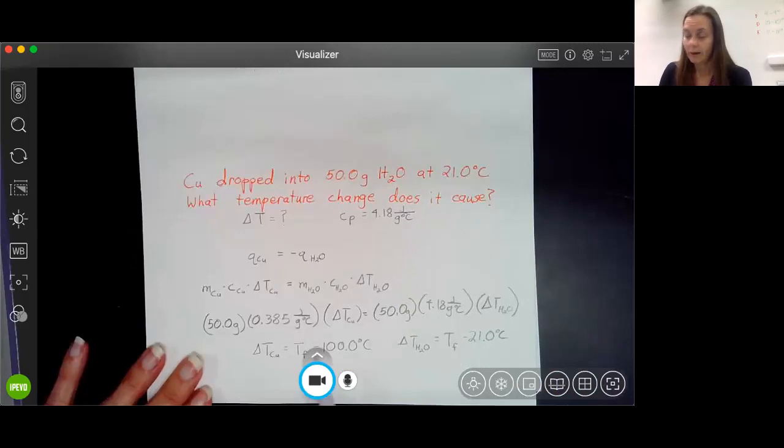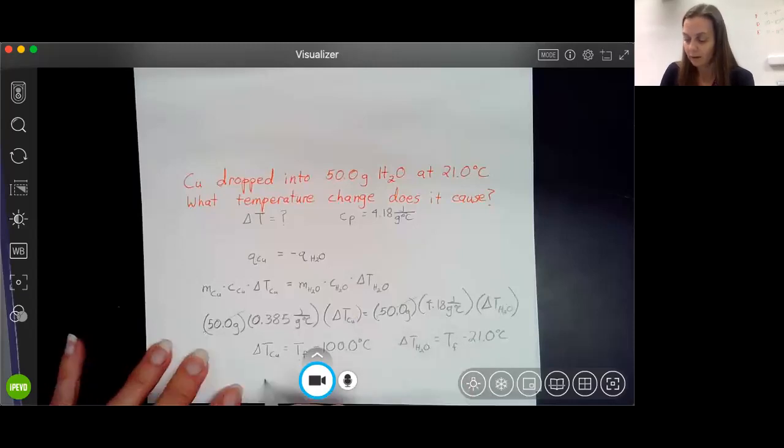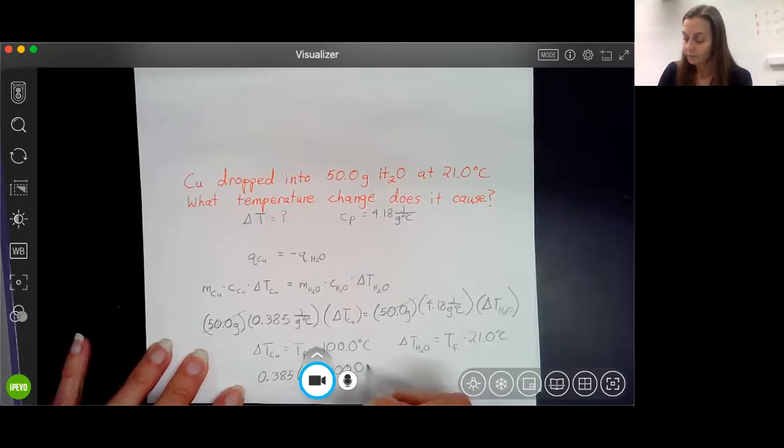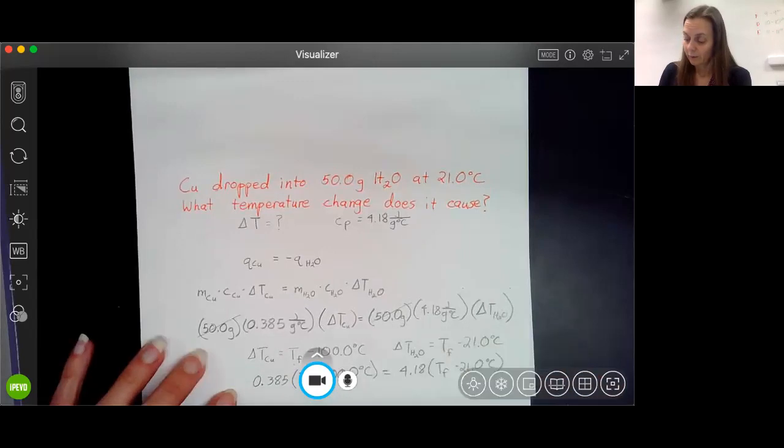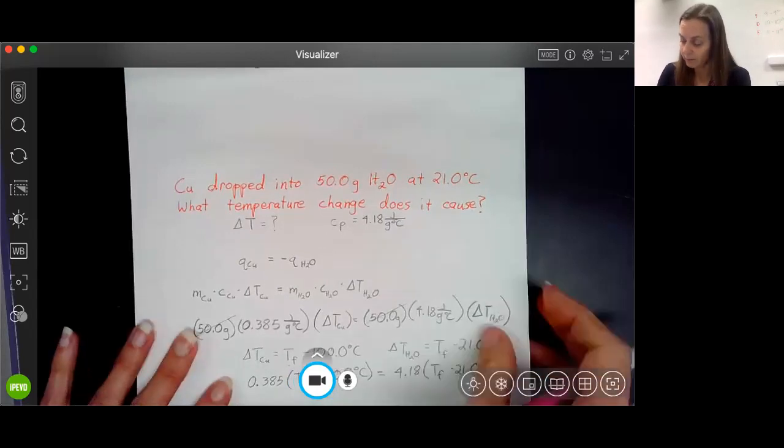Now I have two variables, but I can plug these in here and have only one variable. I'm going to get rid of the 50 just to make the math a little bit easier. So I have 0.385 times final temperature minus 100 equals 4.18 times final temperature minus 20. So now it's just an algebra problem.